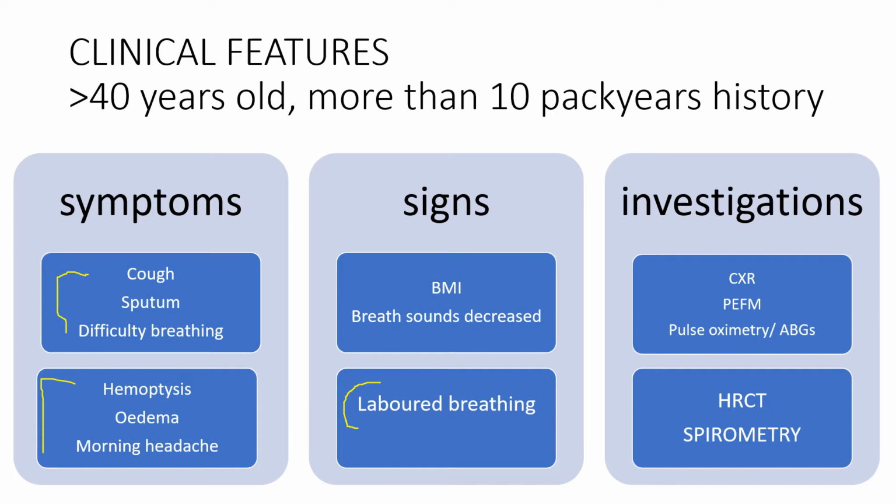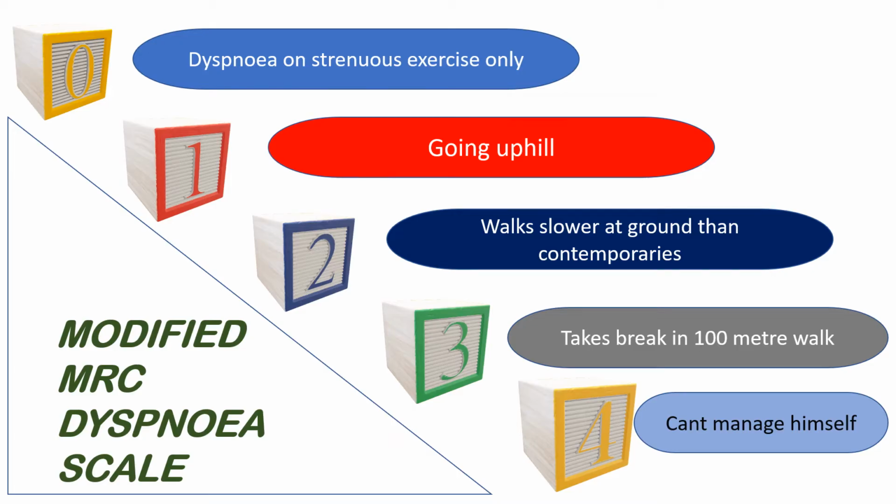The patient might have pectus excavatum or pectus carinatum, and we need to do the chest x-ray for these patients. We should do the peak expiratory flowmetry, and we also need to do the pulse oximetry and ABGs. If necessary, we might do the HRCT and spirometry to further plan the management. Presented with cough and dyspnea.